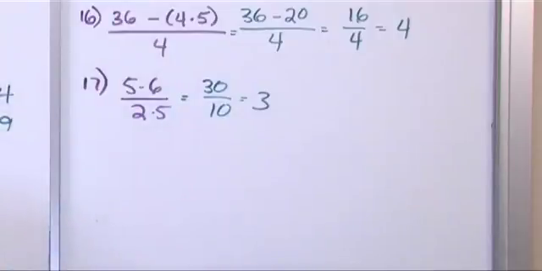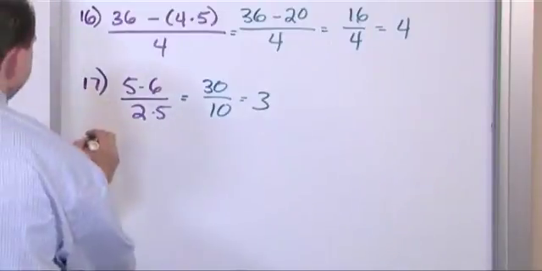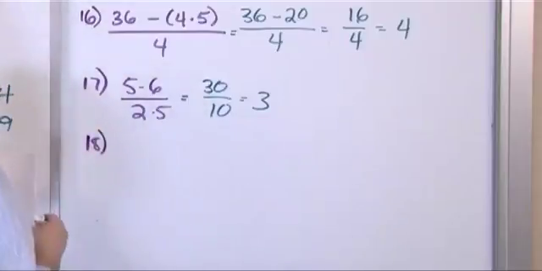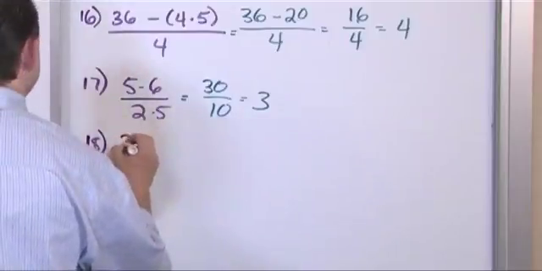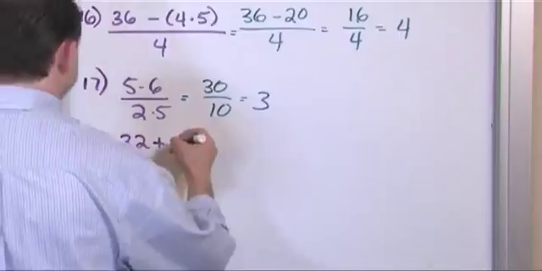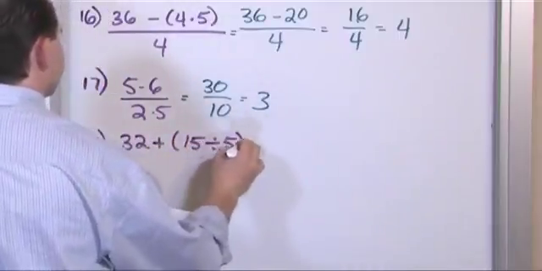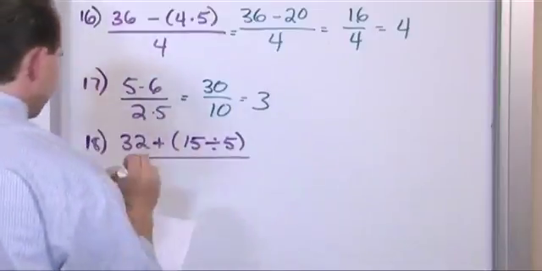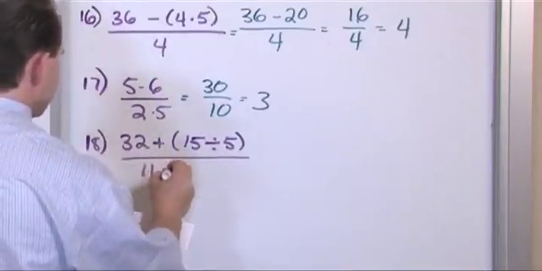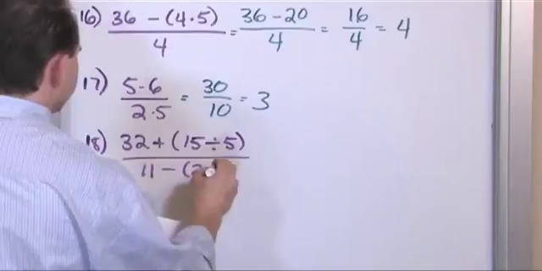So we're making progress. You are getting pretty good at order of operations if you're following up to this point, and I think that with enough practice, we will continue getting good at this stuff. Let's look at number 18. Let's get a little bit more complicated. 32 plus 15 divided by 5, all divided by 11 minus 2 times 3.